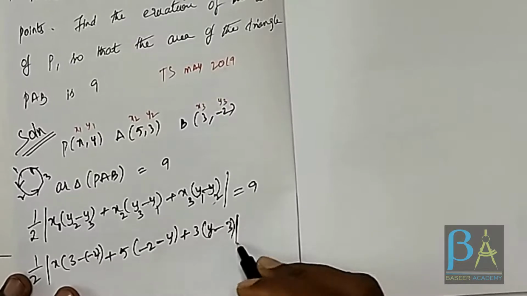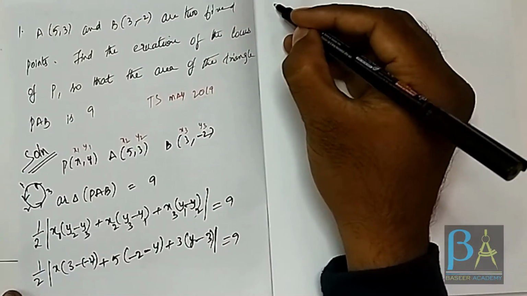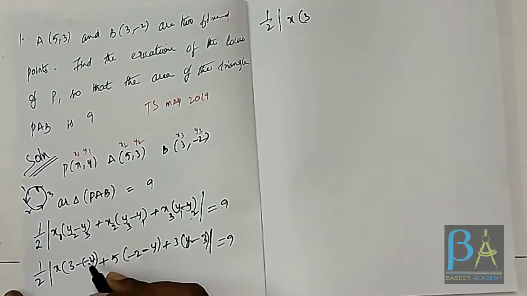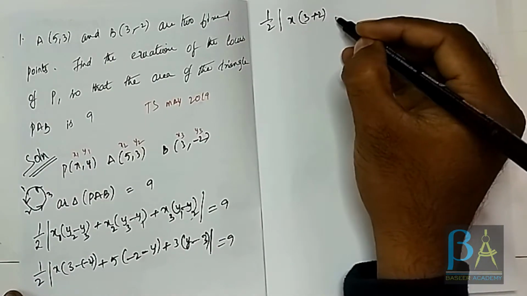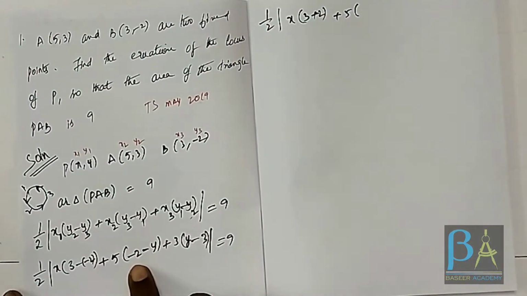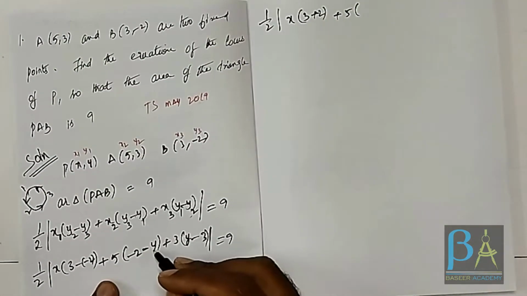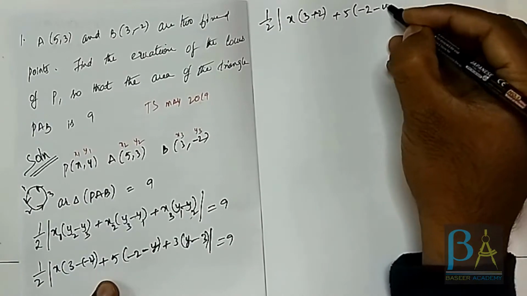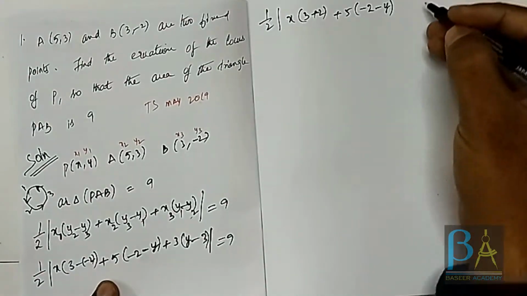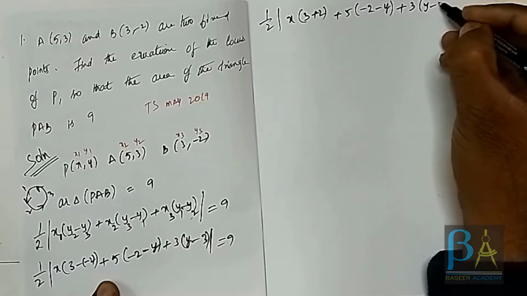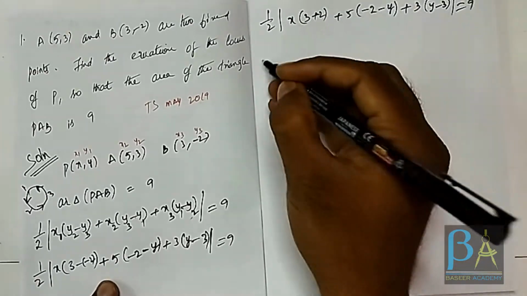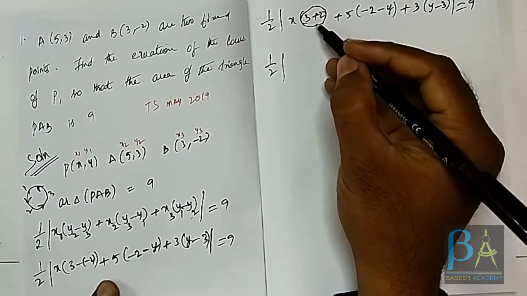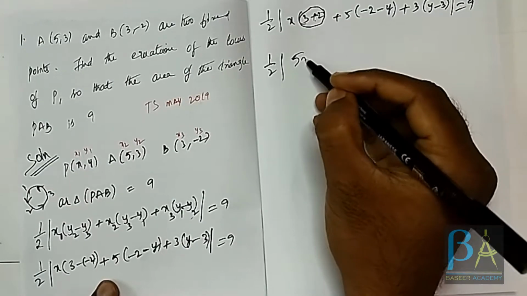Now, half mod x into 3, minus into minus, that gives us plus 2, and then this is y, minus 2 minus y. I'm writing this as it is for now. Now let me write this also as it is for now. Now, half mod 3 plus 2, that gives us 5, isn't it? And then 5 into x, that gives us 5x.